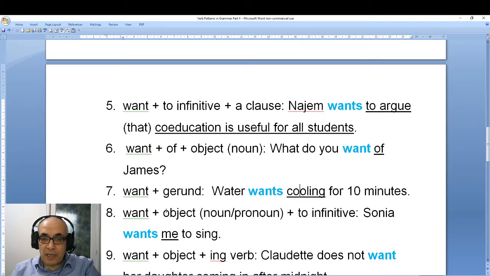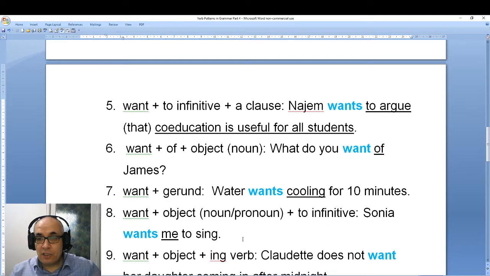Want plus an object. The object may be a noun or pronoun. To infinitive. Sonia wants me to sing. So me is the object and it is a pronoun, and to is the infinitive, sing is the verb. Of course, when you learn the verb pattern, you can make millions and millions of sentences like this, and everybody in the world must follow this verb pattern. No one can change it.